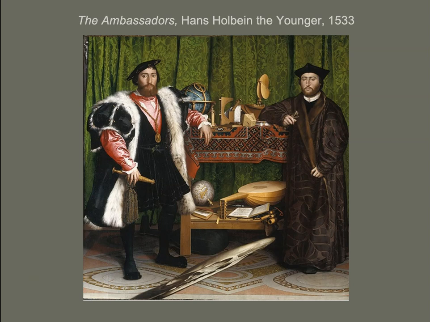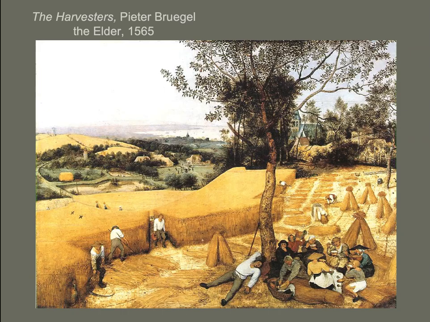And the Reformation in general is going to lead to less religious imagery and more everyday scenes. So this is The Harvesters by Peter Bruegel the Elder from 1565, in which we're seeing just common everyday working people harvesting the crops. And the landscape here is really the principal theme.